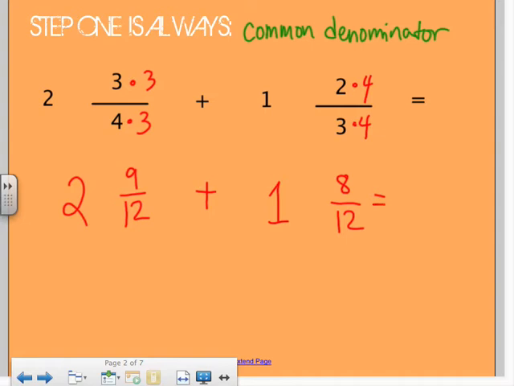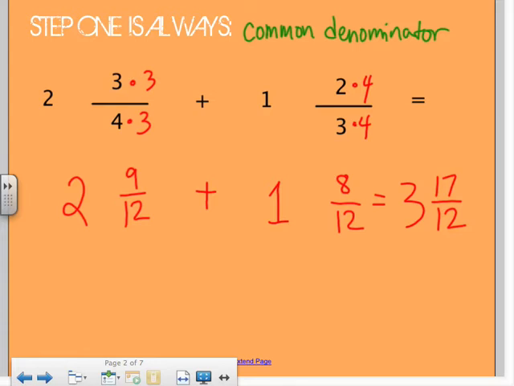tags along. So at this point, I add up the whole number, so 2 plus 1 is 3. Add up the fractions, 9/12 plus 8/12 is 17/12. Now, you may think this is our answer. It's still similar to before. We want to look to see if we can simplify it.